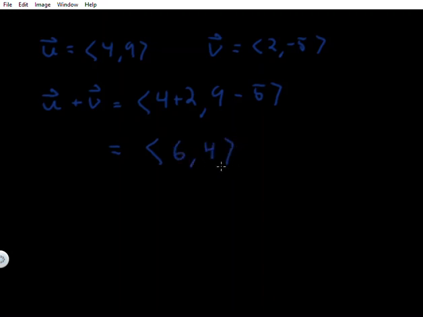So if you were to imagine these as like forces, and we want to find the resultant force on a body, we just add the forces up, and this would give us our resultant force. That's what u plus v is.